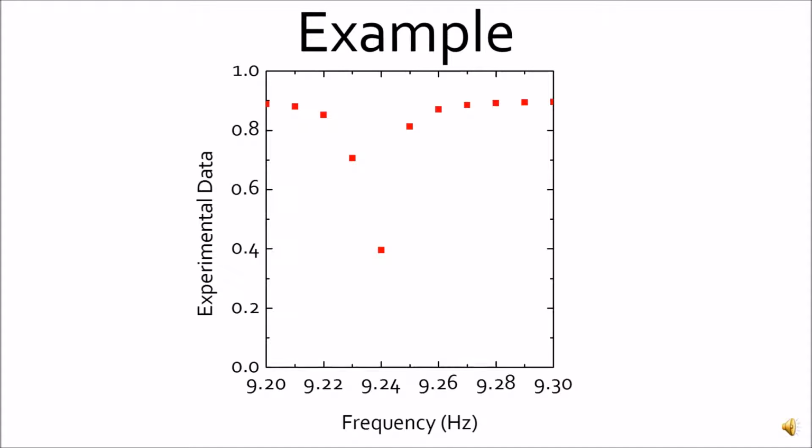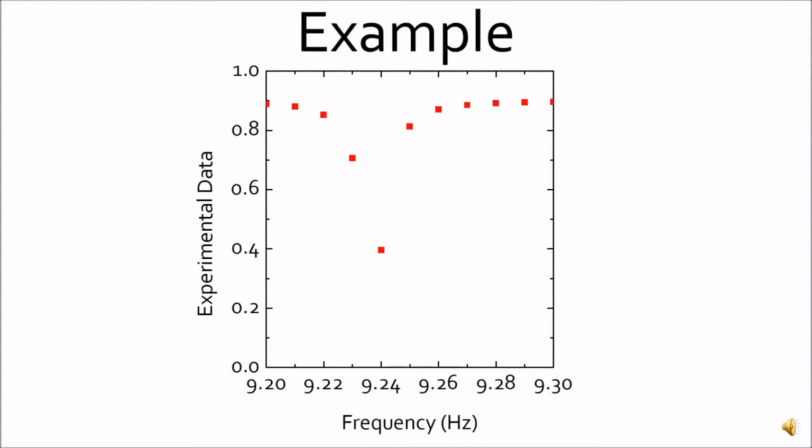Okay. So here's some example experimental data. On the y-axis we have some values, which in this particular case is reflectance, and on the x-axis we have our independent variable, which in our case is frequency. We have some sort of system where the energy is absorbed at a particular frequency, around 9.24 Hertz, and at other frequencies the energy is not absorbed so well.